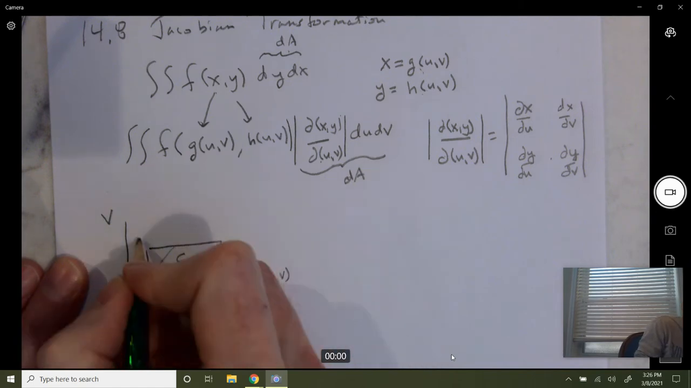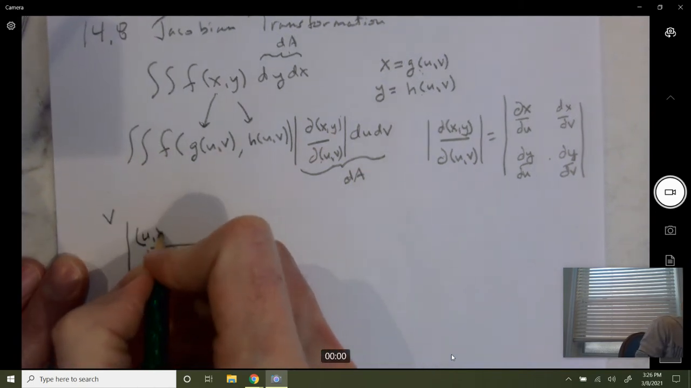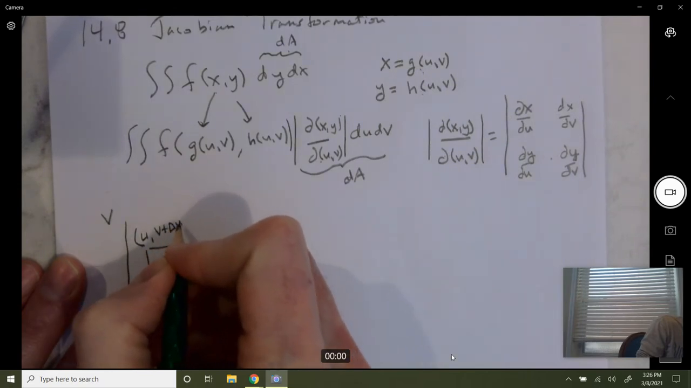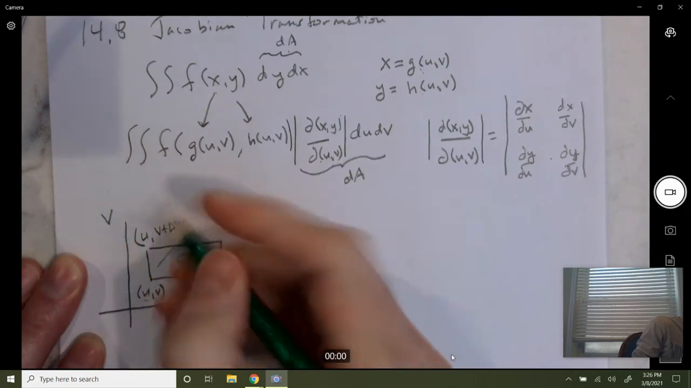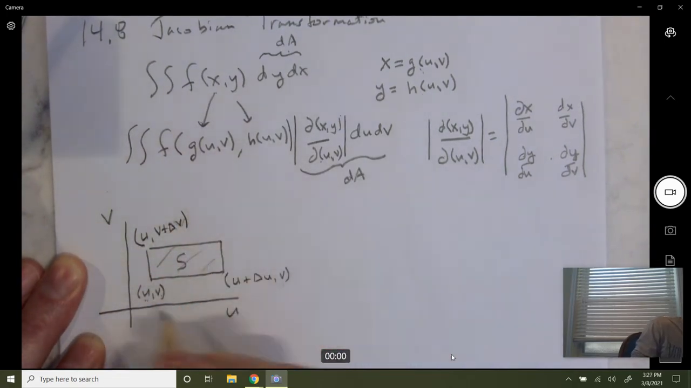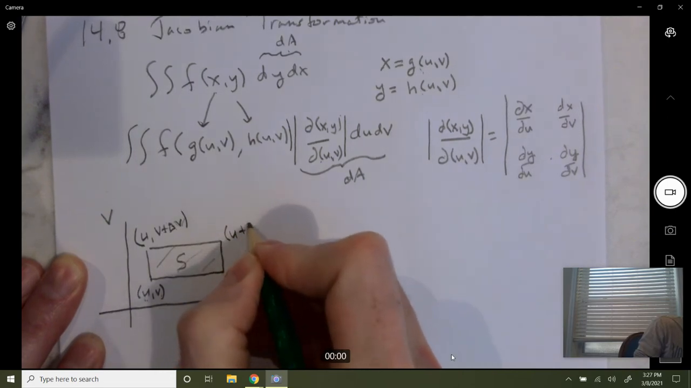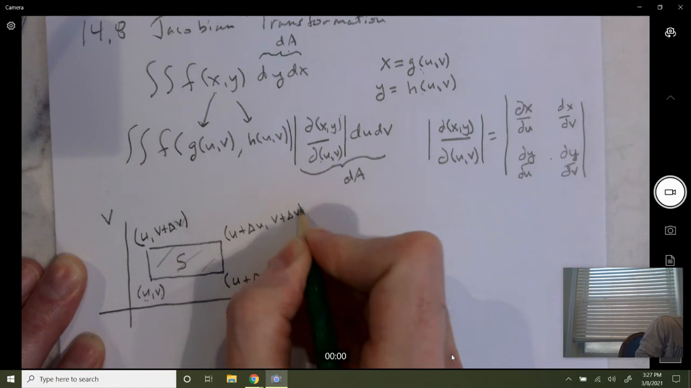We didn't go up or down. At this point right here, the v changes and the u doesn't change. So that becomes u comma v plus delta v. And then at this point right here, both of them have changed. That's u plus delta u, comma, v plus delta v.